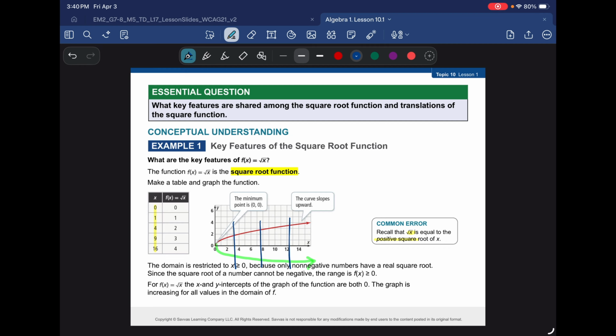So that is why we can only have positive output values for our square root function, because otherwise it does not fit the definition of a function. And you can notice that both the x and y intercepts are both at 0. And it's always increasing as we move to the right.